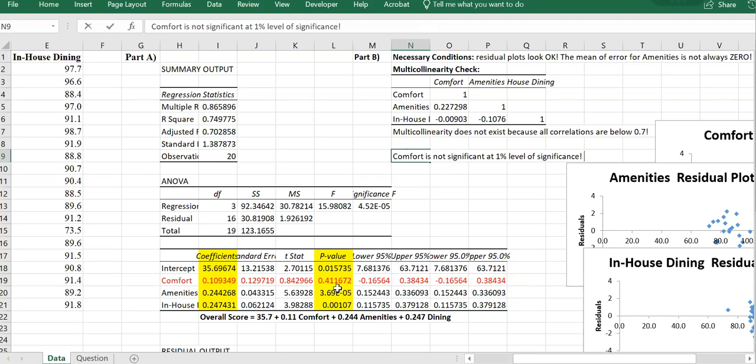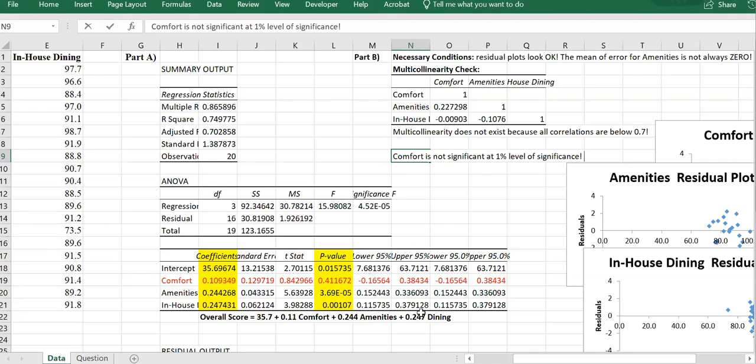Why? Because its p-value is greater than 1%. So if p-value is greater than alpha, that's a bad thing. That's a sign for the variable not being significant. All right, so this is not significant.